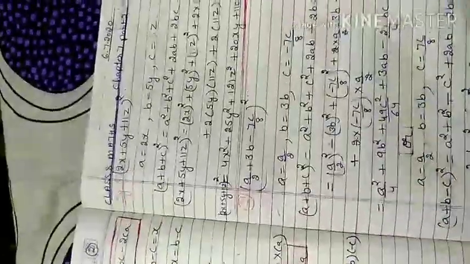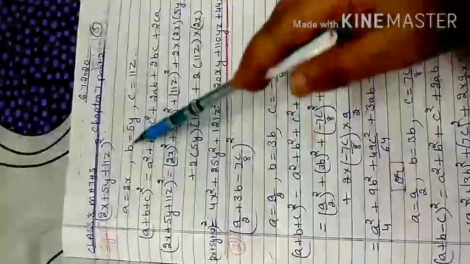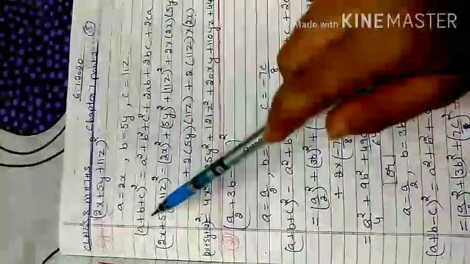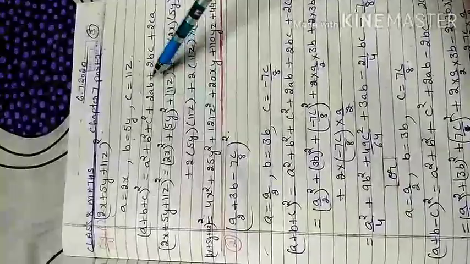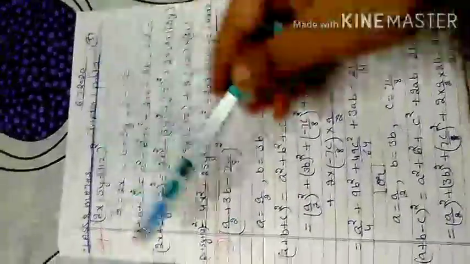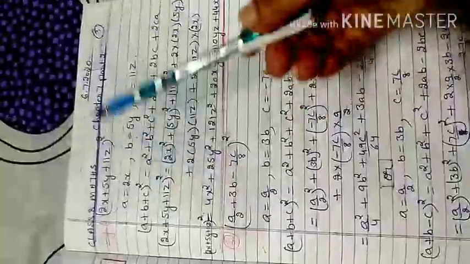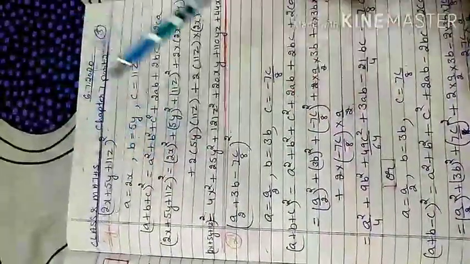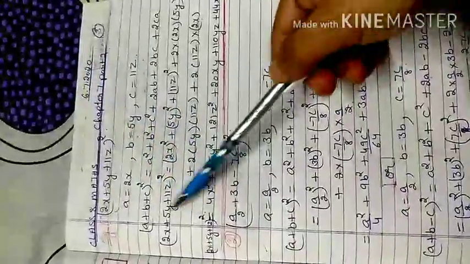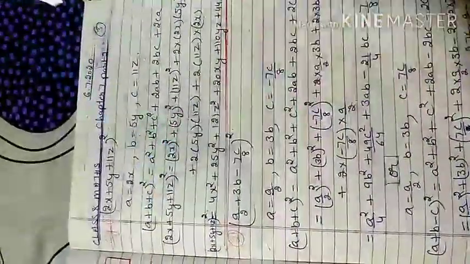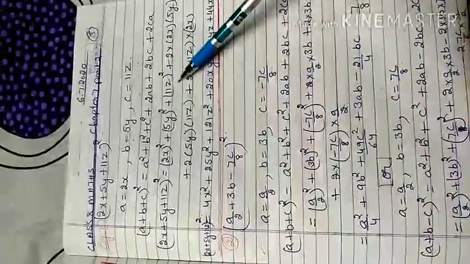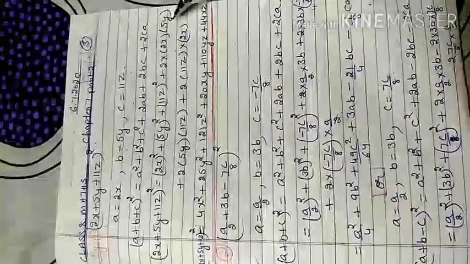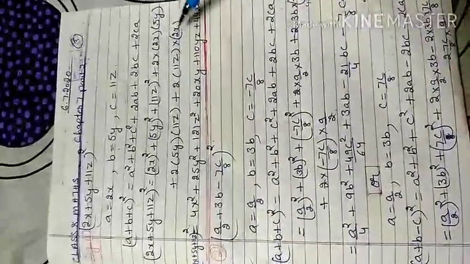Like I have a question: 2x plus 5y plus 11z whole square. So I consider a is equal to 2x, b is equal to 5y, c is equal to 11z. So I apply the formula a plus b plus c whole square, that is a square plus b square plus c square plus 2ab plus 2bc plus 2ca. So what have we done in this? I consider my a value as 2x, b value as 5y, and c value as 11z, and I just replace a, b, c with these values. So 2x plus 5y plus 11z whole square: 2x whole square, 5y whole square, 11z whole square, 2 into 2x into 5y, 5y into 11z, 2 into 11z into 2x.